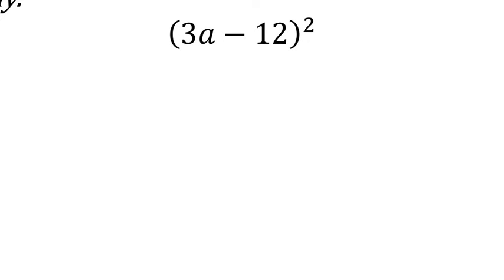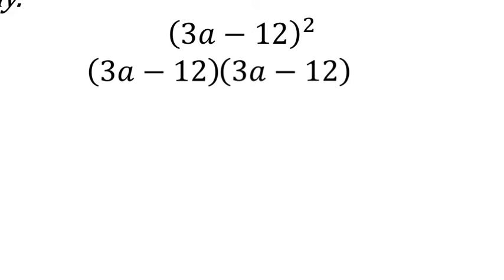So what I'm going to do is take that, since it's to the power of 2, and just show that it's being multiplied by itself, right? So it's really 3a minus 12, and then it's just multiplied by itself here, okay? So just something like this. And then we're looking for the distribution part on this, right?